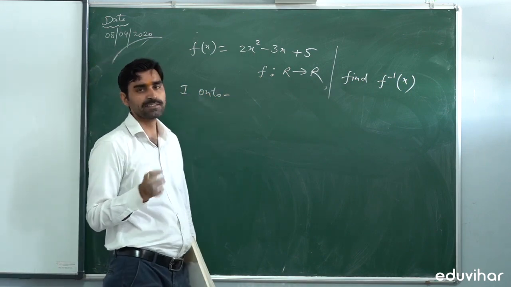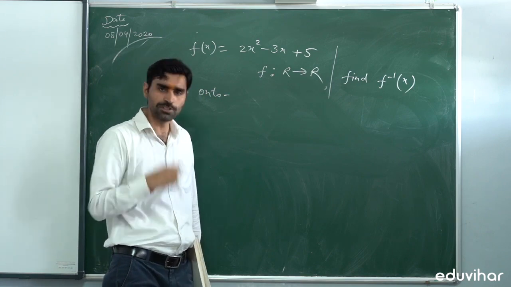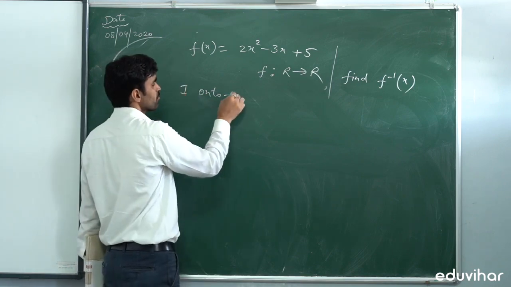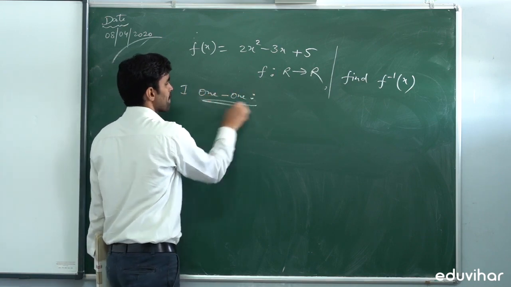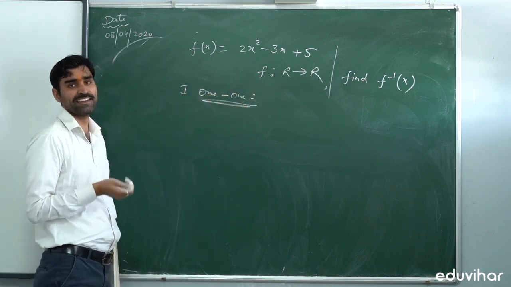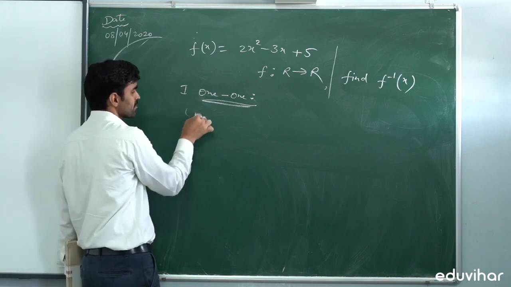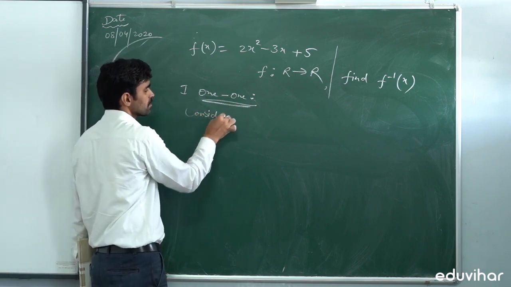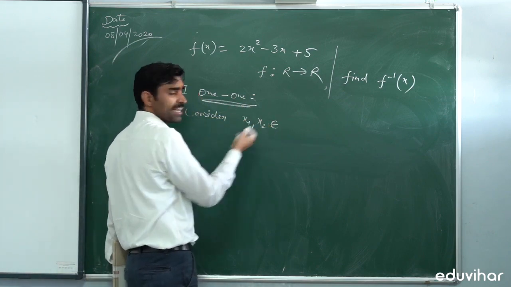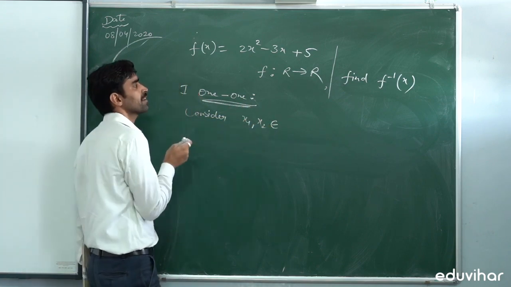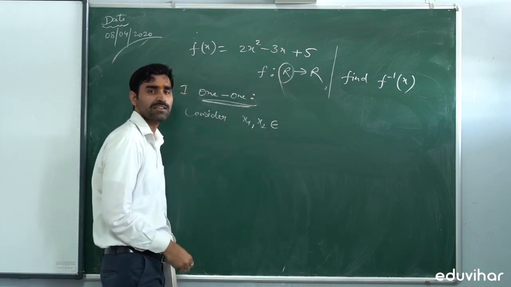There is a first condition. First we have to check whether the given function is 1-1 and onto or not. So first check the 1-1 function. Working rule for finding a 1-1 function: consider two elements x1, x2. From where do we find these x1, x2? From the domain. Here the domain is the set of real numbers.